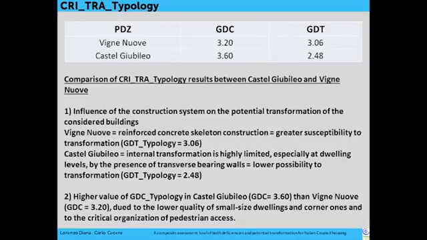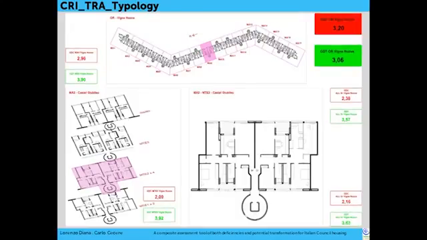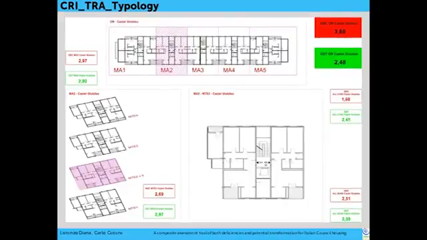The comparison of CRITRA typology results between Castel Giubileo and Vigne Nuove shows the influence of the construction system on the potential transformation of the considered buildings. Vigne Nuove, characterized by reinforced concrete skeleton construction, shows a greater susceptibility to transformation than Castel Giubileo, whose internal transformation is highly limited, especially at dwelling level, by the presence of transverse bearing walls. The analysis of GDC typology highlights a higher value in the case of Castel Giubileo than Vigne Nuove.